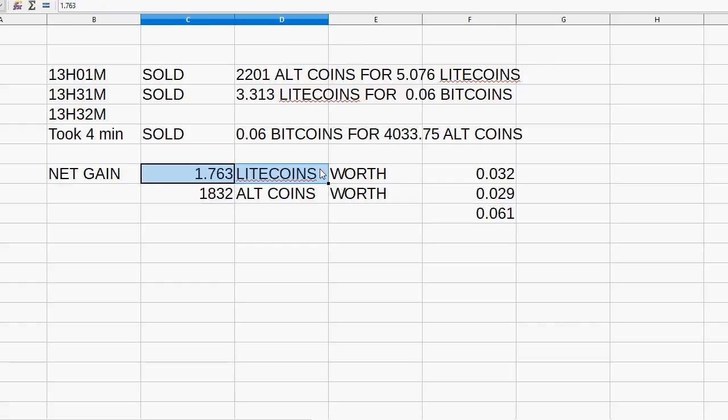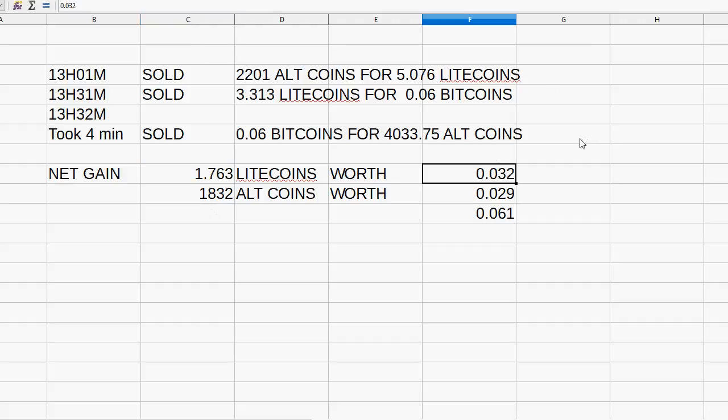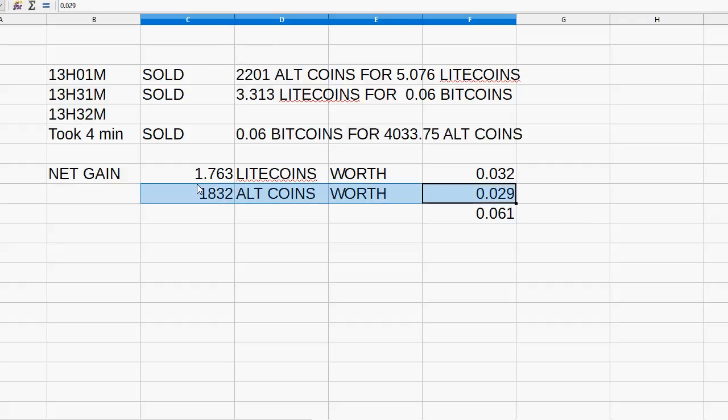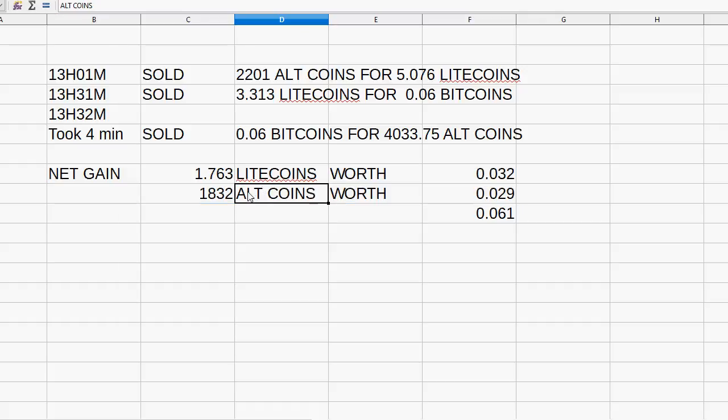But my overall gain was I ended up with 1.763 more Litecoin than I had started with from before. That worked out to 0.032 Bitcoin net value. And 1,832 of these altcoins worth 0.029 Bitcoin, or 6% of a Bitcoin more value. My Bitcoin number, even though there were 2 transactions, remained unchanged.